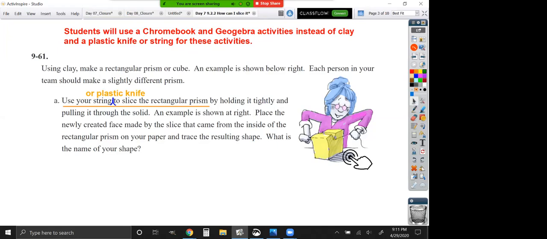Part A, use your string or plastic knife to slice the rectangular prism by holding it tightly and pulling it through the solid. An example is shown at right. Place your newly created face made by the slice that came from the inside of the rectangular prism on the paper and trace the results. What is the name of the shape? So they're just having you cut straight down on that.